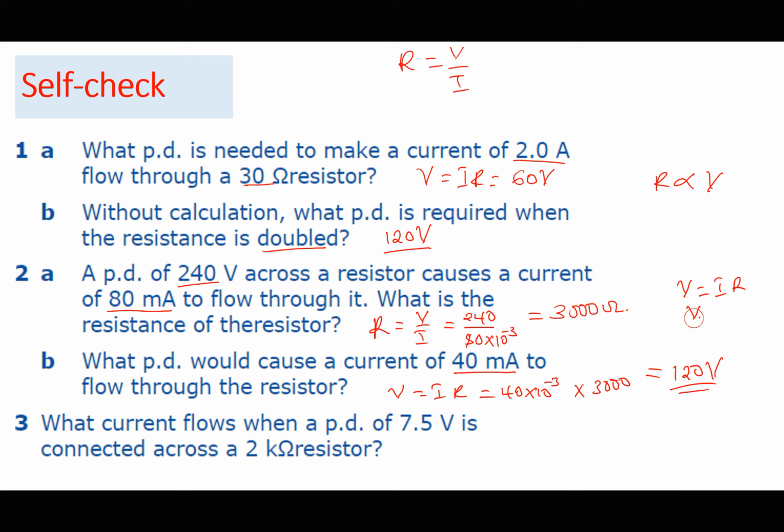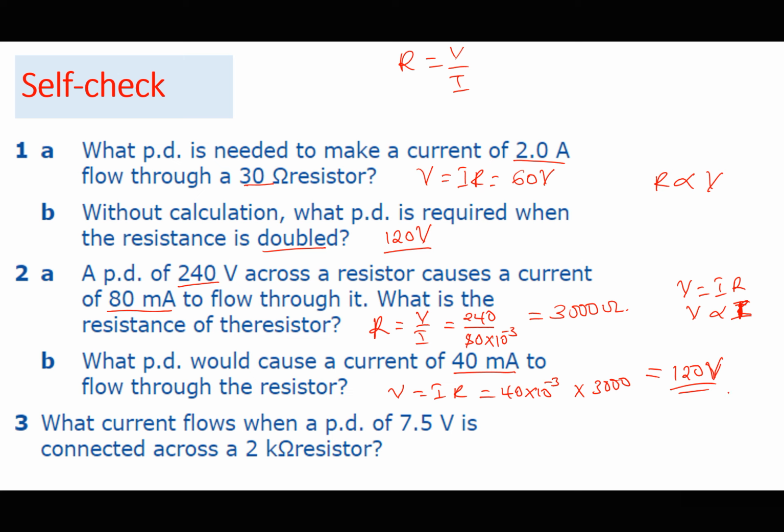Without calculation, you could also arrive at that answer because you notice that V is equal to I times R, which means V is directly proportional to I. Initially, the current was 80 and the PD was 240. 40 milliamperes is half of 80. So PD is directly proportional to I. If the current has been halved, we expect the PD to also be halved. So it was initially 240, so it makes sense for us to have 120 volts.